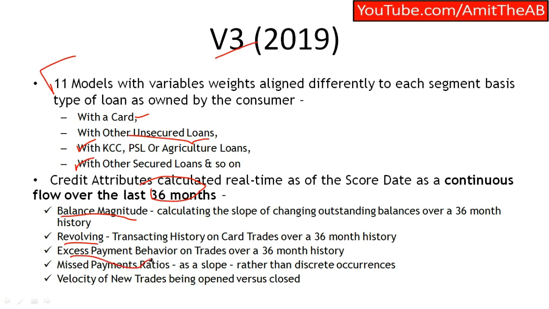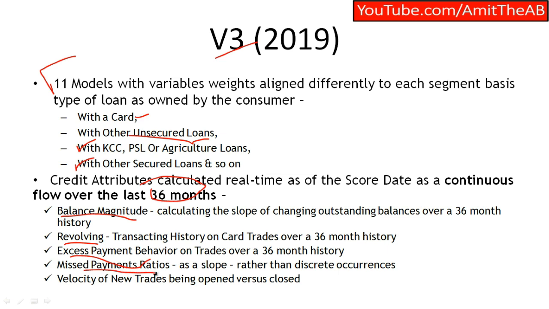Next is excess payment behavior. So excess payment behavior means, suppose the EMI is 20,000 and you are paying 30,000. This is the excess payment made by you, or you are prepaying a loan, full closure of a loan. That is considered over here in version 3, which was earlier not considered in version 2.